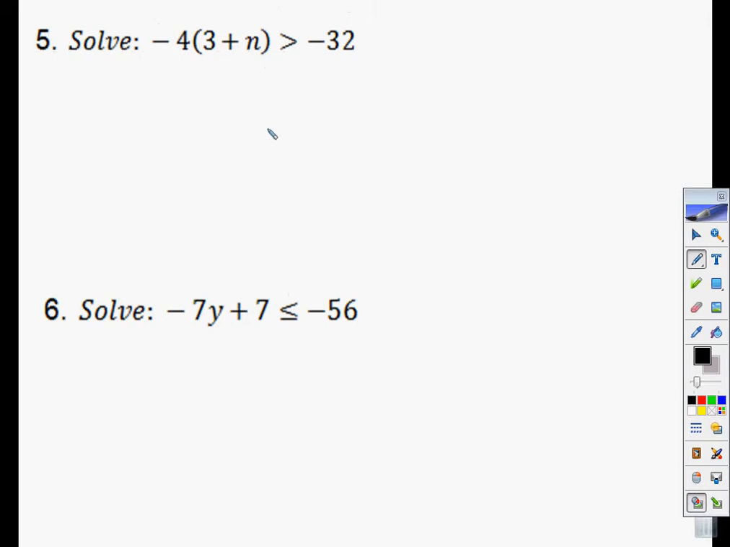All right, the last 2 examples in the second objective. And here's another example. Does -4 divide evenly into -32? Yes, it does. So there would be 2 ways we could solve this too. All right, but let's first start by using the distributive property.